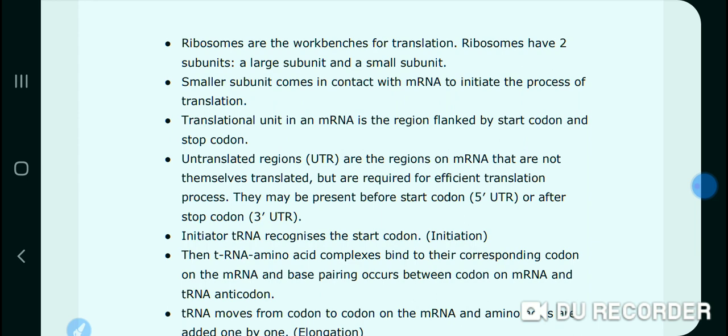Students, you have read about the antibiotic. Antibiotics inhibit any one of the mechanisms of translation so that bacteria cannot synthesize proteins and may not grow, and the disease may be cured.